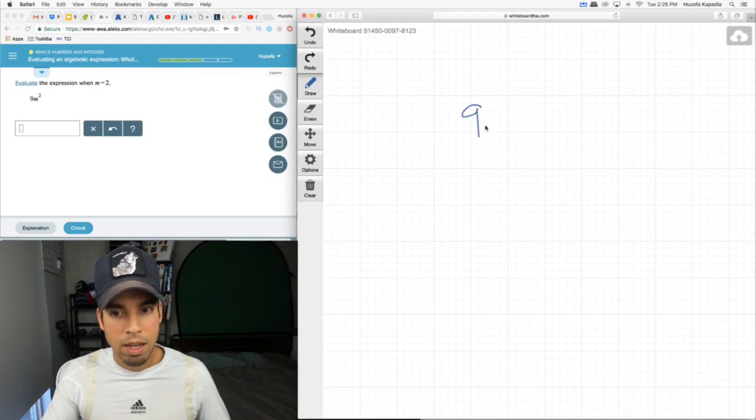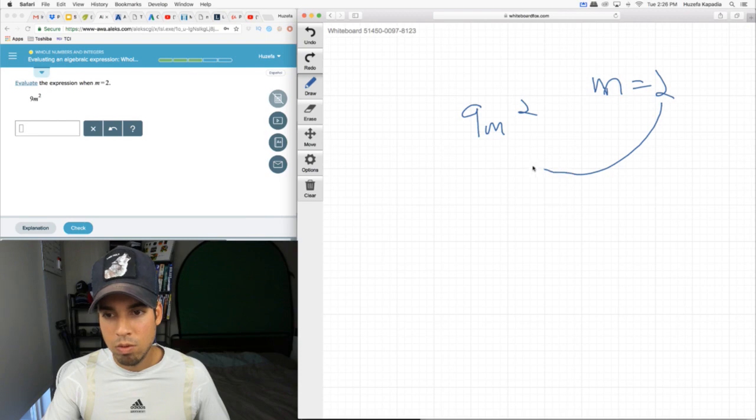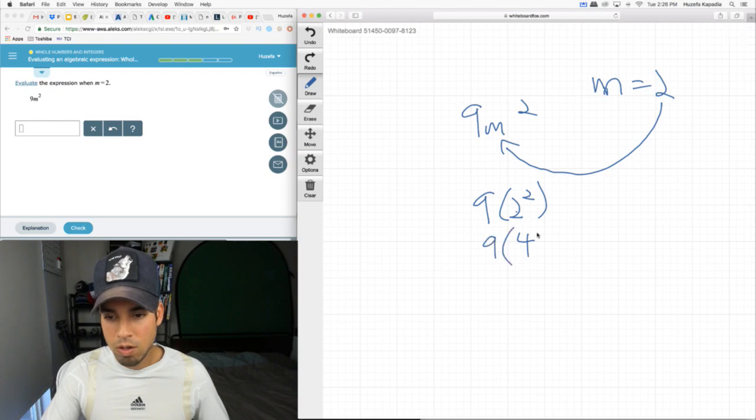Last problem, 9m squared, and m equals 2. 9 times 2 squared. 2 squared is 4. 9 times 4 is then 36.